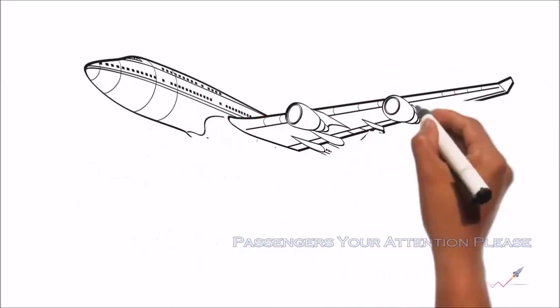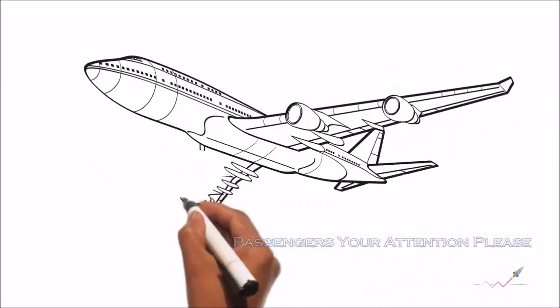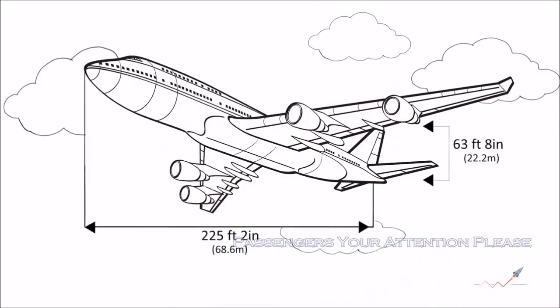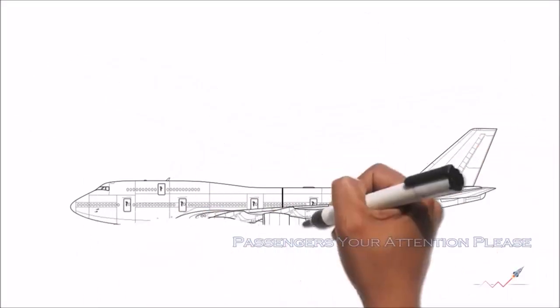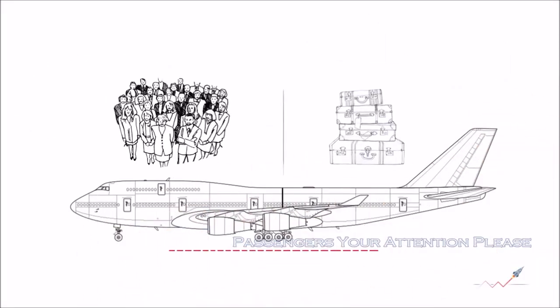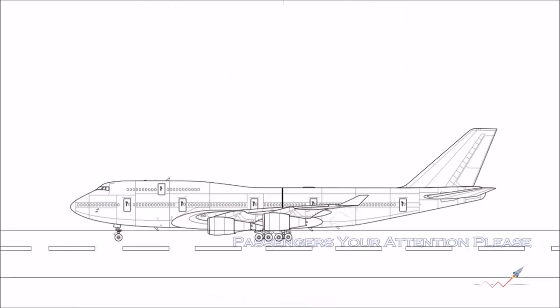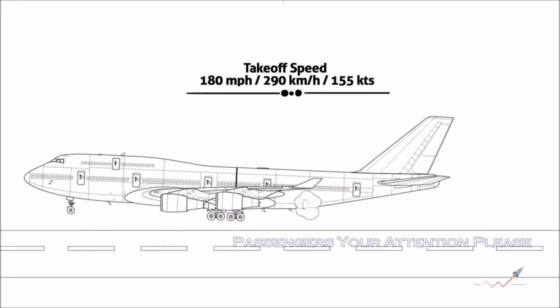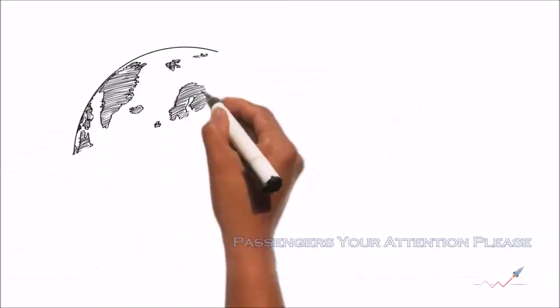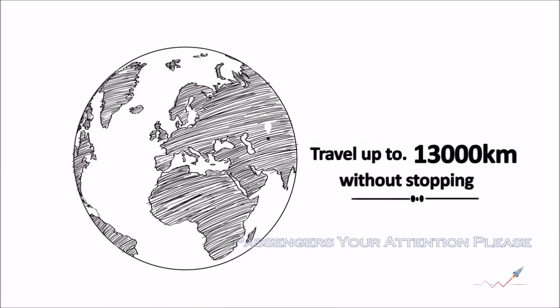If you have ever flown on an airplane, you know that it's an enormous-sized, amazing machine. A typical 747 can carry more than 500 passengers and weighs around 800,000 pounds when taking off. Yet it rolls down the runway at a speed of 290 kilometers per hour and, as though by magic, lifts itself into the air and can travel up to 13,000 kilometers without stopping.